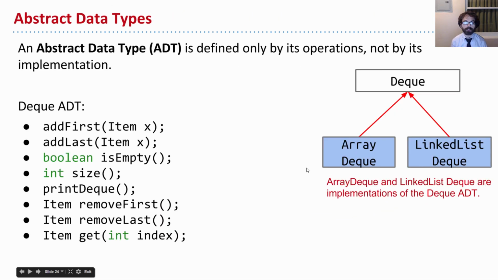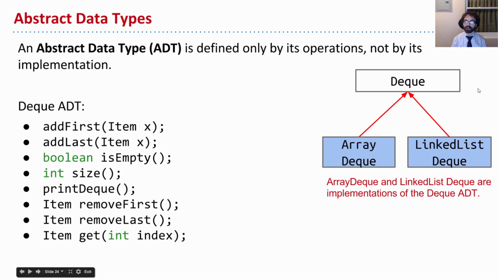So I mentioned this notion of abstract data type. A data type is just a type like you might declare, public class, and so on. And an abstract data type is a data type which is defined by its operations, but not by its implementation. So we can have a double-ended queue, and it can have a bunch of operations, like you can add first, add last, check if it's empty, check the size, and so forth, without actually having any notion of whether or not it's an array or a linked list. And here are a couple of implementations.